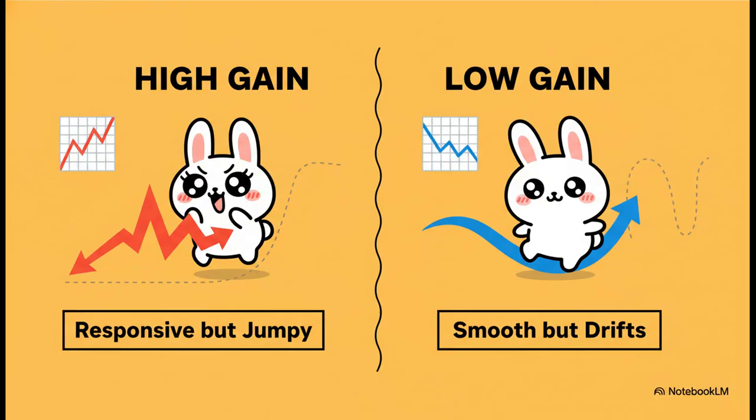And tuning this gain is a real balancing act. If you set a high gain, the filter's super responsive to new data, which is great, but it can make the final result look a little jumpy, kind of like that raw GPS data. If you set a low gain, the filter trusts itself more, which gives you a much smoother result, but it might be slow to react to real changes and could even drift off course. The magic of the Kalman Gain is that it finds that perfect balance all on its own.